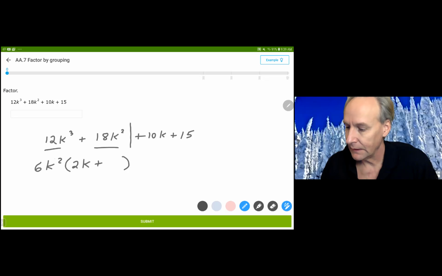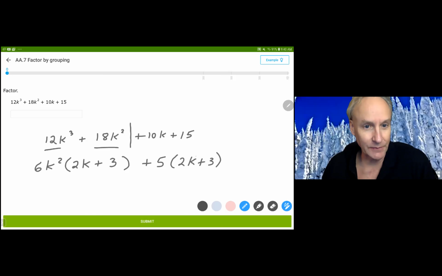Now, I still have to take the 6k squared out of the 18k squared, and I need a 3 here, because 6 times 3 gives me my 18. Now, what I want to have is a 2k plus 3 over here. And what do I need to take out to get a 2k plus 3? I need to take out a positive 5. Now, it just so happens that that was my greatest common factor.